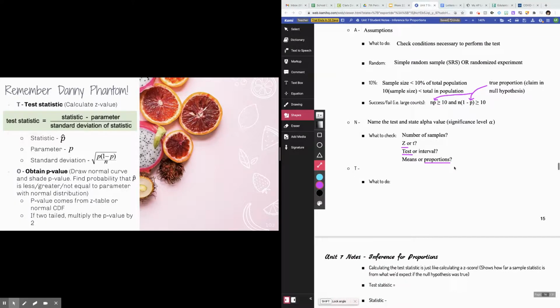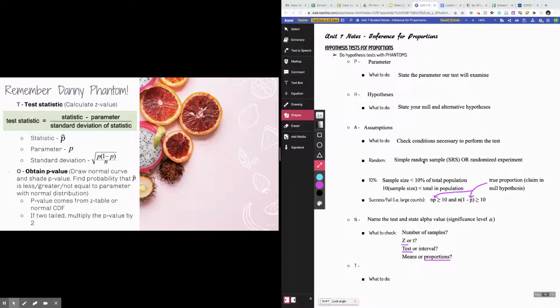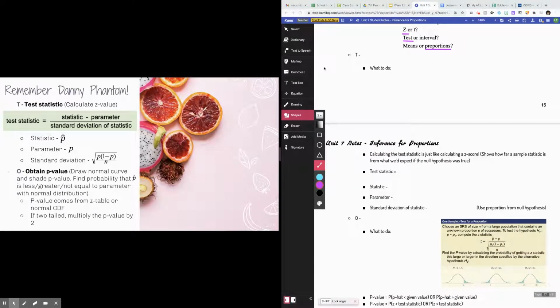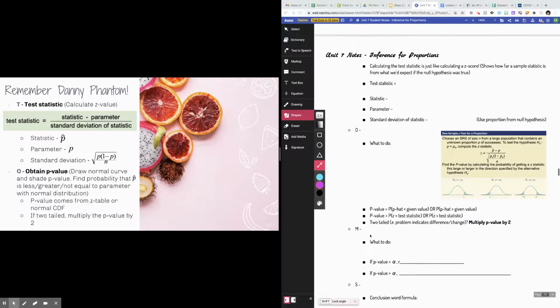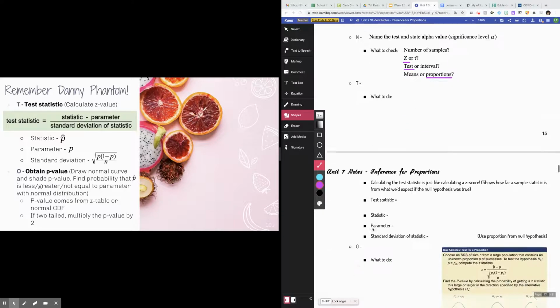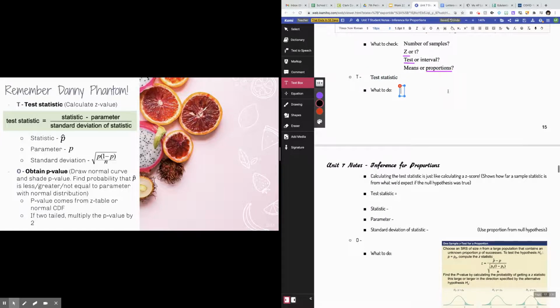Okay? All right. So all of that, those first 4 steps is just to set like the stage for us doing the math. Okay? So the math comes in the middle with steps T and O. Okay, and then after that, you have your conclusion. Okay, so T stands for test statistic. Okay, and what you do at this step is you calculate your Z value.